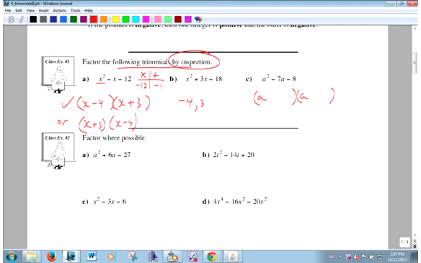A times A is A squared. What two numbers multiply to negative 8 and add to negative 7? 4 and 2, or 8 and 1? 8 times 1 multiplies to positive 8. I need these to add to negative 7, so I got to put my minus here. Okay? Then double check it. Negative 8 times 1 is negative 8. Check. Negative 8 plus 1 is negative 7. Okay, it works.